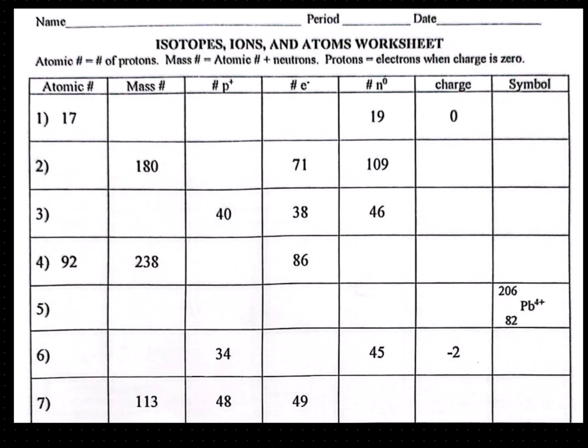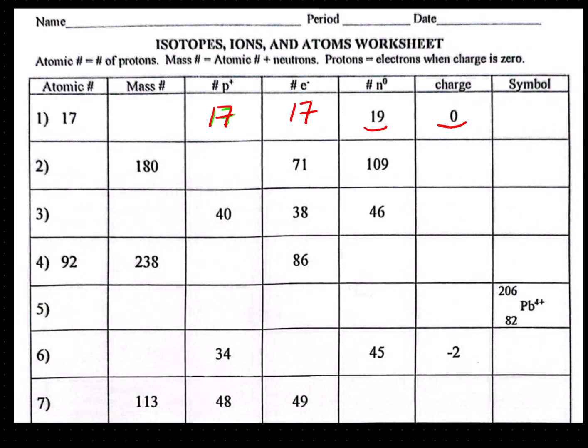These are the answers to the worksheet you had for homework. The atomic number is 17. Atomic number gives you the number of protons, so the number of protons is also 17. Since it has no charge, the number of protons equals the number of electrons. So that is also 17.